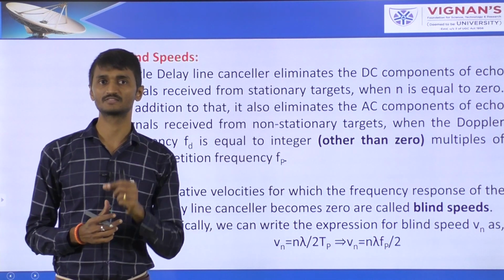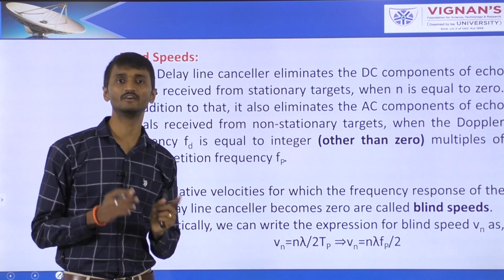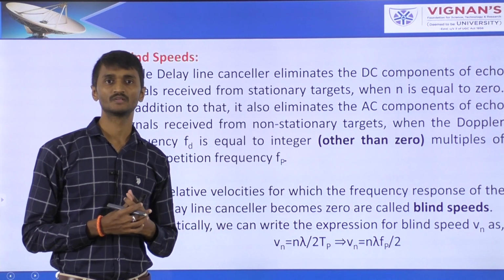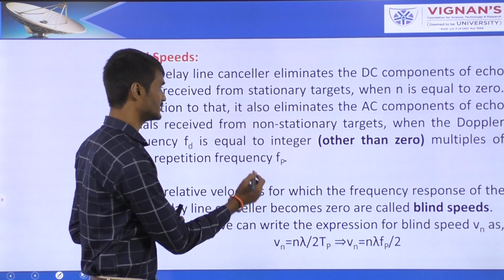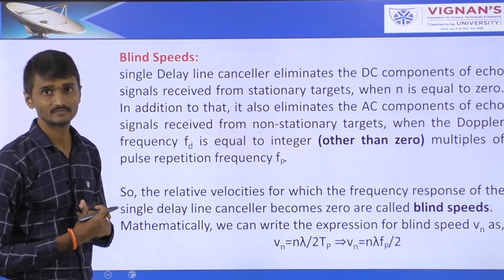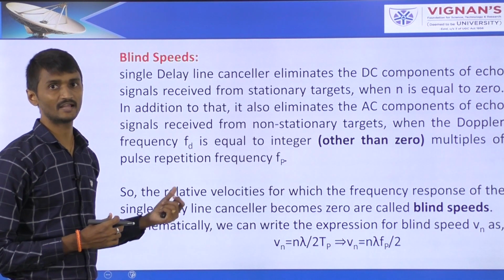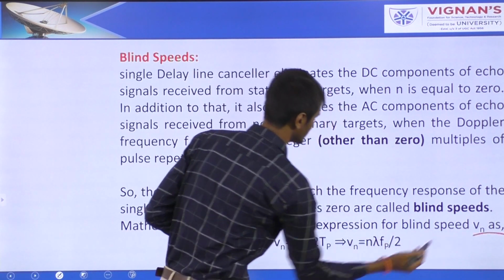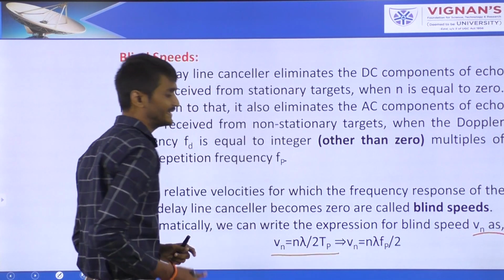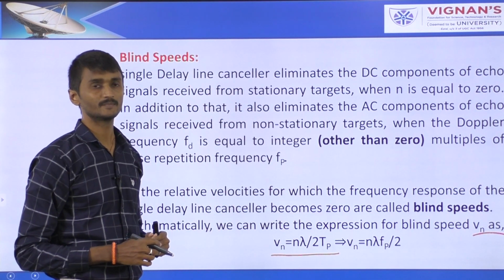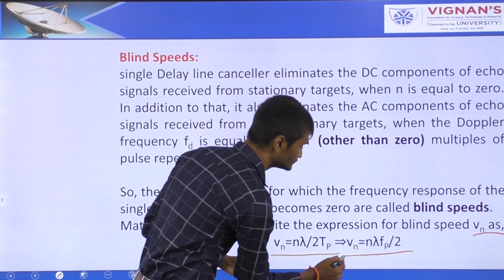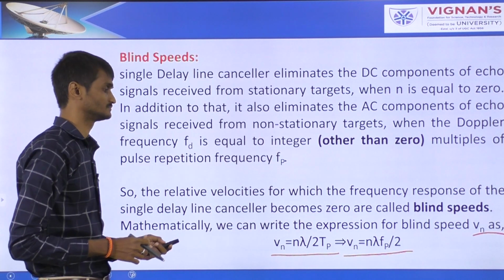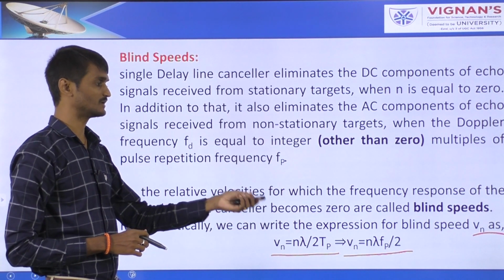The relative velocities for which the frequency response of the single delay line canceller becomes 0 are called blind speeds. Mathematically, we can write the expression for blind speed Vn as Vn equals n λ by 2 Tp, that is Vn equals n λ fp by 2, where Vn is the blind speed.